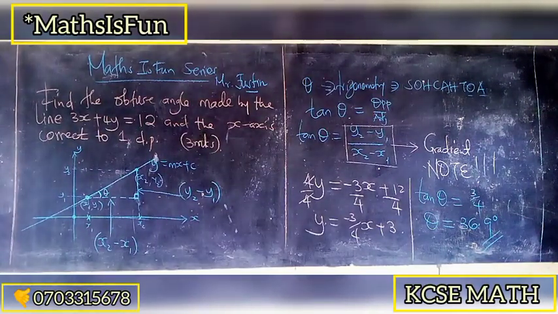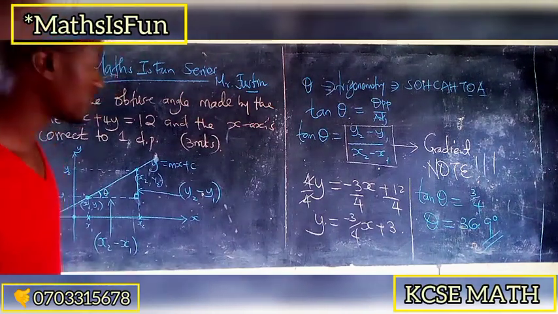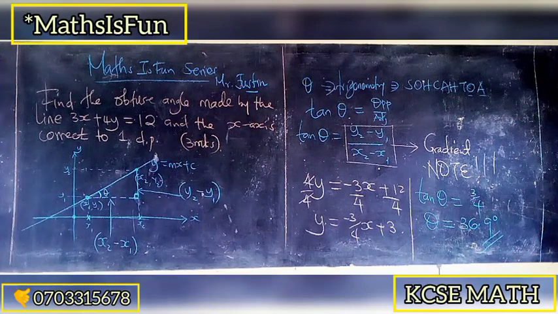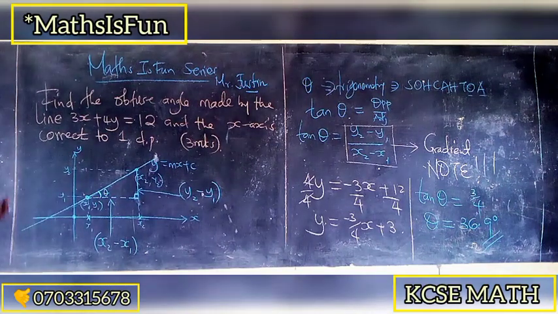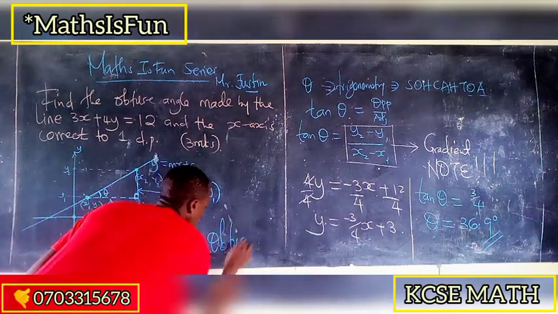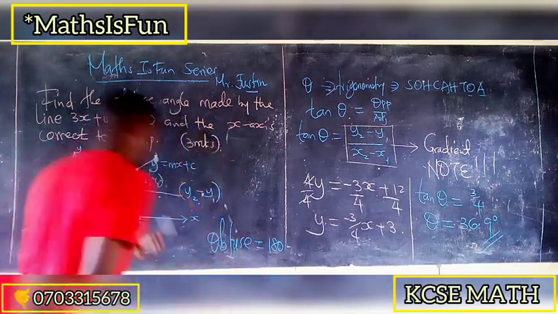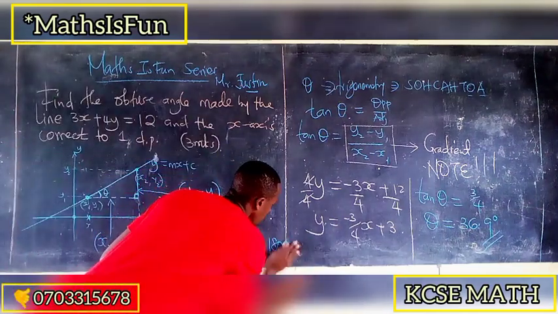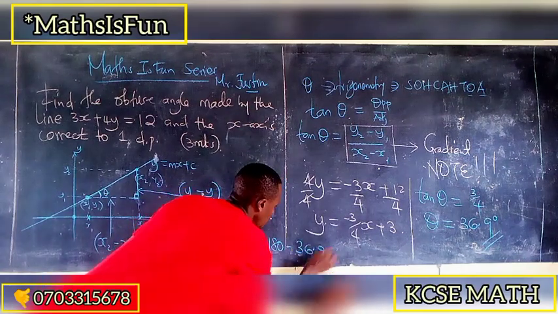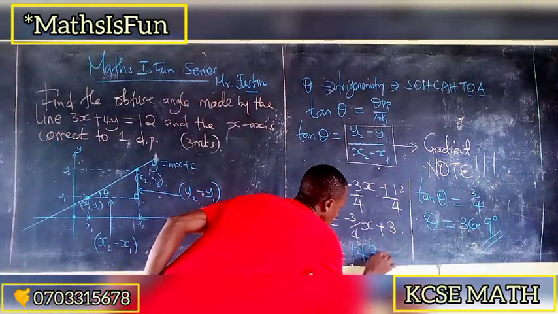But now they are asking about an obtuse angle. Obtuse angles are angles that range between 90 and 180 degrees. So we'll actually take 180 degrees and subtract 36.9, we get 143.1. So the obtuse angle is equal to 180 minus 36.9. We get 143.1 degrees.